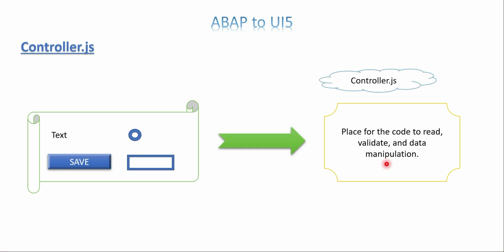The next one is, how or when is it captured? Whenever the user clicks the save button, I need this code to run. Whenever the user presses enter or whenever a change happens in my input field, then events are triggered. So every screen component has its own events.